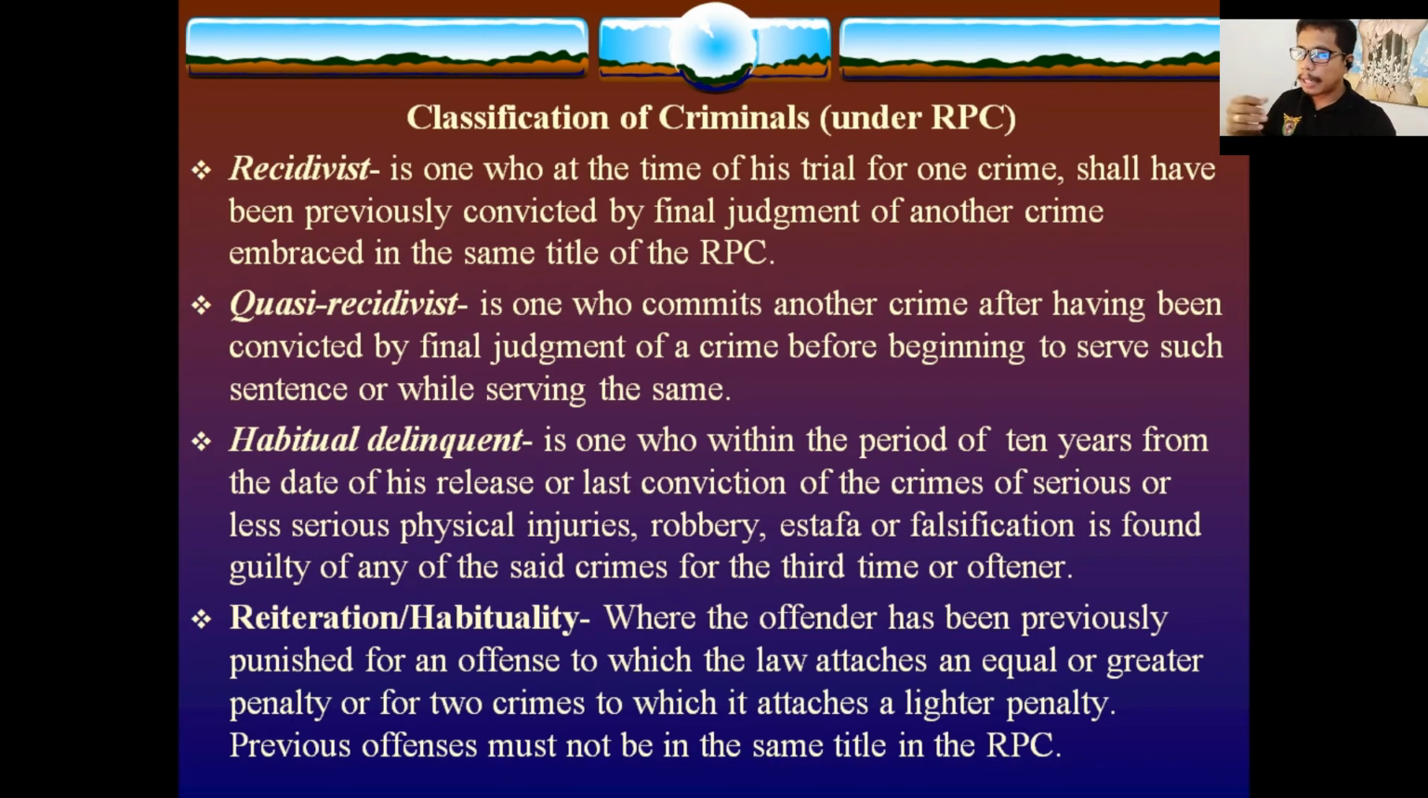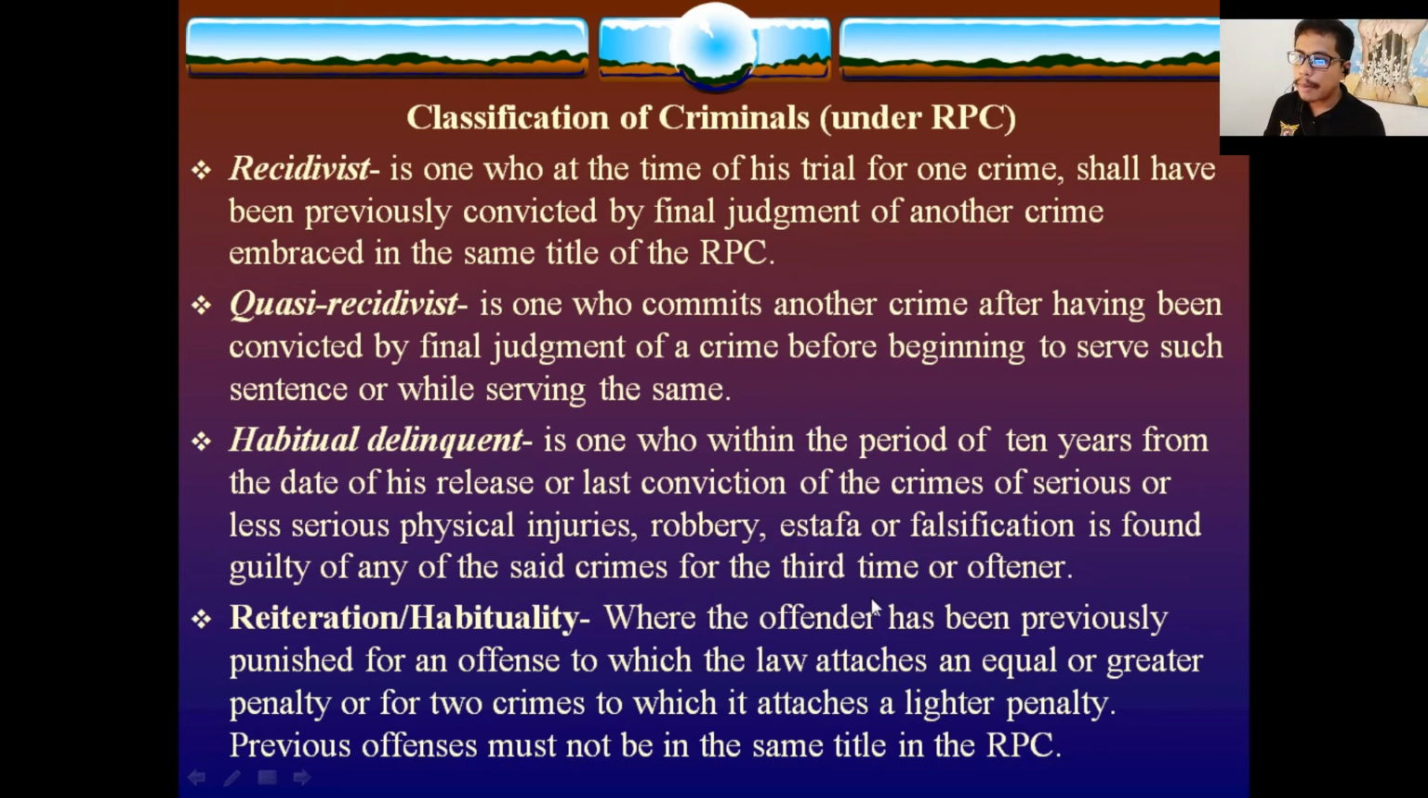Another example, like you committed murder. You have been judged and you have been found guilty beyond reasonable doubt, and you have been put into the prison institution. While you are serving your sentence inside the prison institution, you committed, let us say, physical injury, or you committed homicide, or maybe you committed another form of crime. As long as you are inside the prison, in that case, you shall be considered as a quasi-recidivist, considering that while at the verge or at the point that you are serving, you committed another crime.